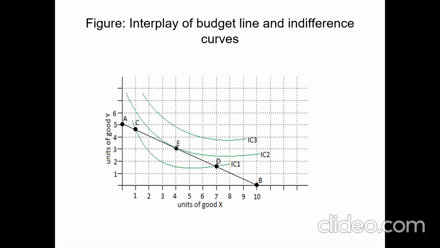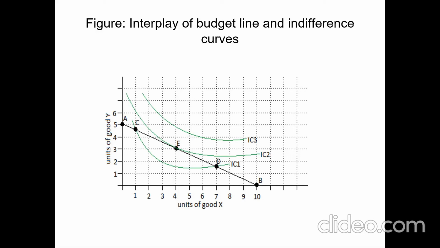Now the consumer can purchase combination C or D, but these will not yield him maximum satisfaction as they lie on a lower indifference curve. They are not tangent anywhere to the budget line. On the other hand, he cannot have any combination on IC3. See, IC3 is above, away from the budget line. So he can't have any combination on IC3. So now what is left?